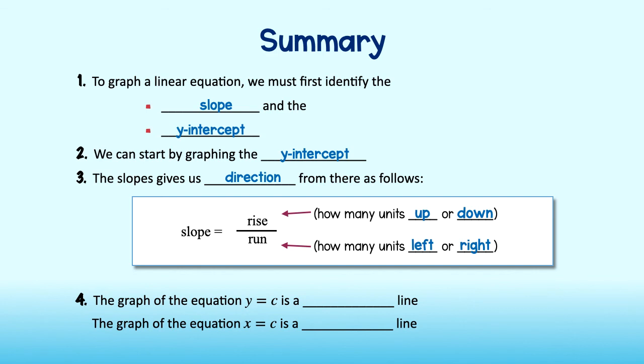Lastly, the graph of an equation y equals some constant is a horizontal line. The graph of the equation x equals some constant is a vertical line.